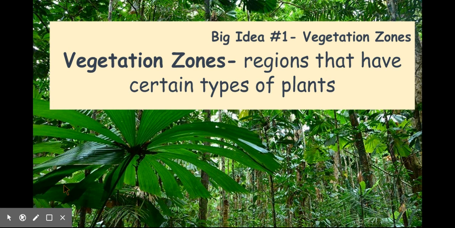Well, first of all, we need to know what a vegetation zone is. So vegetation zones are regions that have certain types of plants. So for example, think about in North America, we have different plants here than, let's say, the Amazon rainforest. So a vegetation zone are the plants that live and grow in that area.